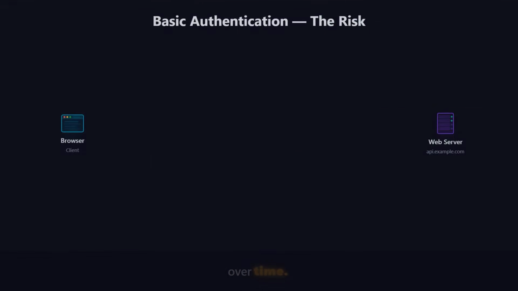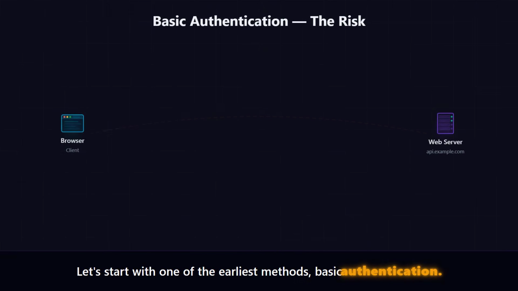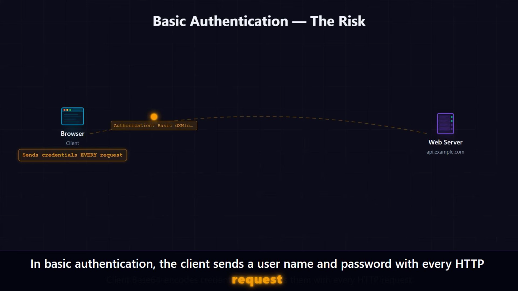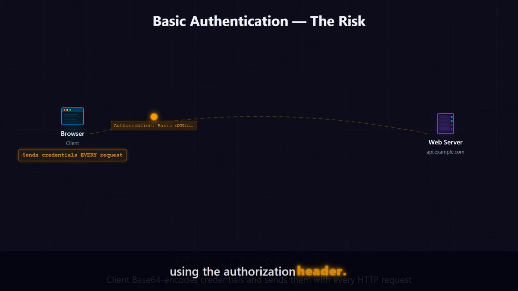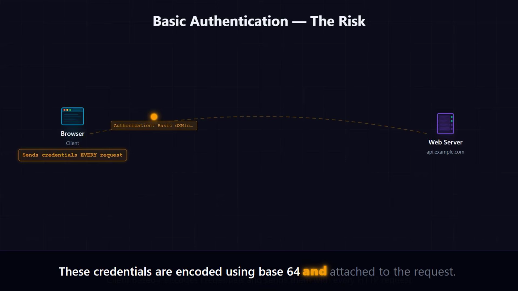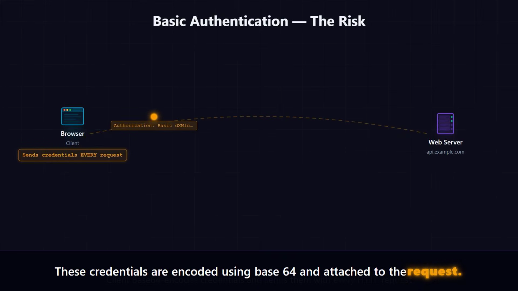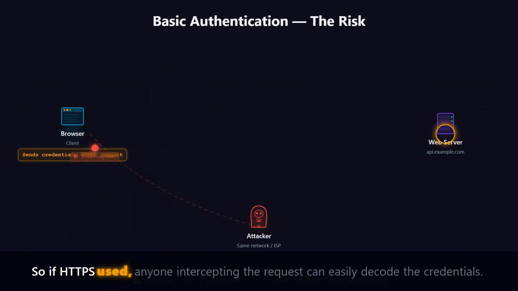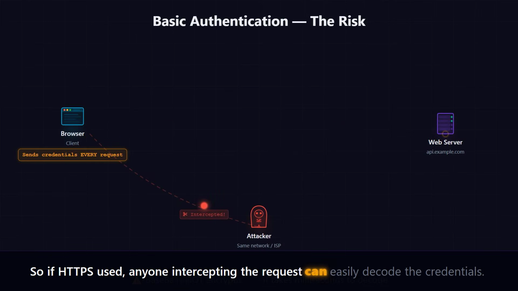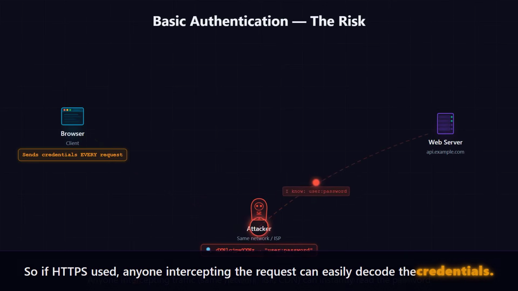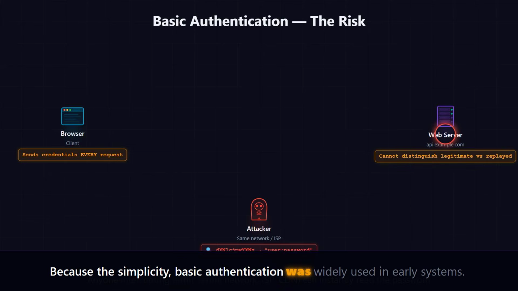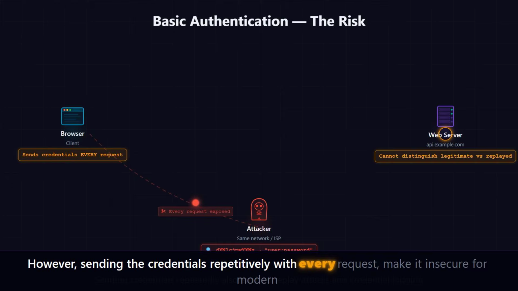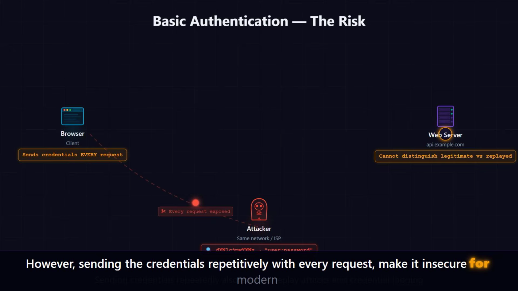Let's start with one of the earliest methods, basic authentication. In basic authentication, the client sends a username and password with every HTTP request using the Authorization header. These credentials are encoded using base64 and attached to the request. But base64 is not encryption, it's just encoding. So if HTTPS is not used, anyone intercepting the request can easily decode the credentials. Because of its simplicity, basic authentication was widely used in early systems. However, sending credentials repeatedly with every request makes it insecure for modern applications.